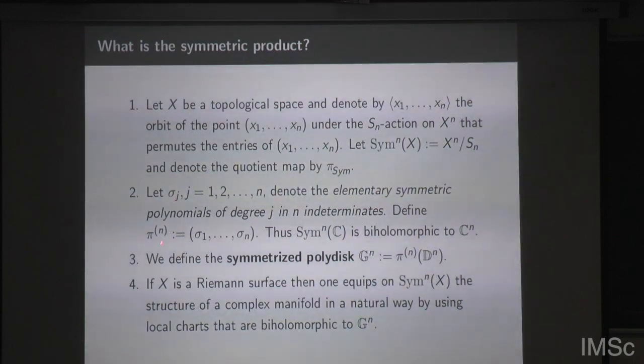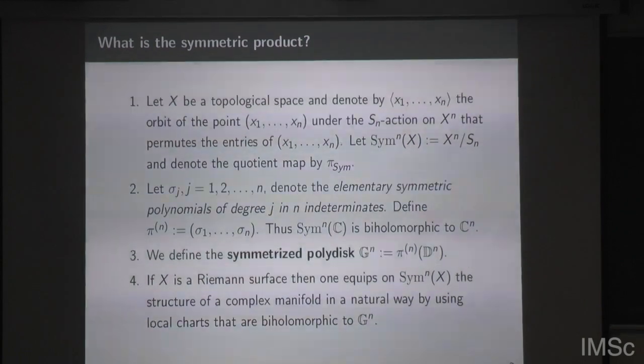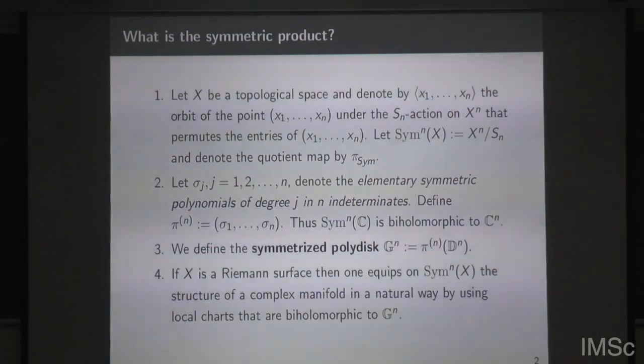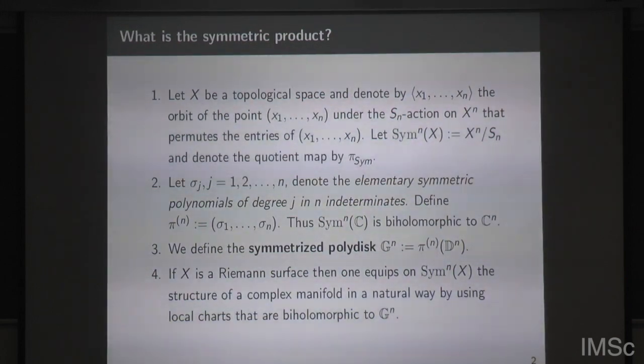Pi n is just this collection of elementary symmetric polynomials. What is the domain of this pi n? The domain of pi n is C^n, but the map descends to Sym^n also, simply because it respects the identifications made by Sym^n.